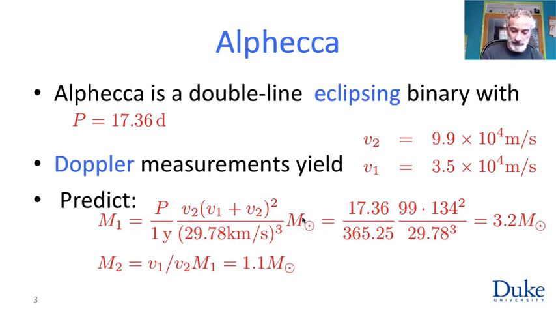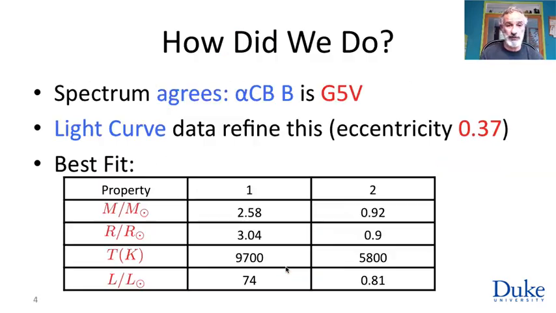Of course, this was our formula for M1. Replacing every 1 here with a 2, I get the formula for M2. And I predict that Alpha is a pair of stars, one with a mass 3 times the solar mass, one with a mass approximately a solar mass. I can compare this with my spectral measurements. Since it's a double-line binary, I see the spectra of both stars.